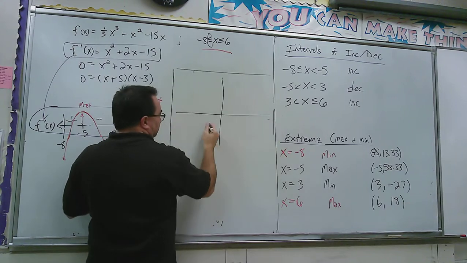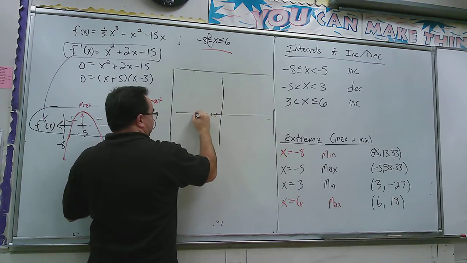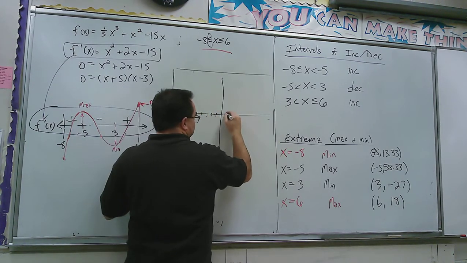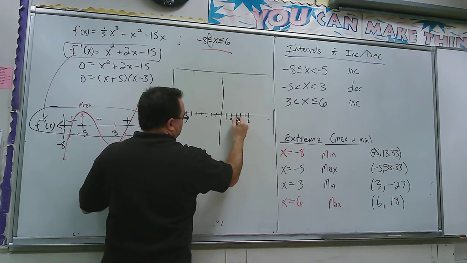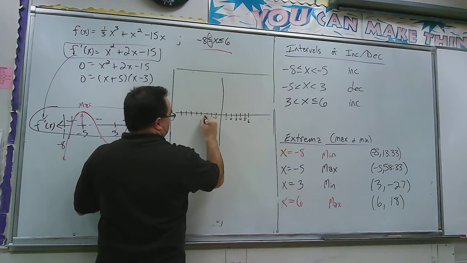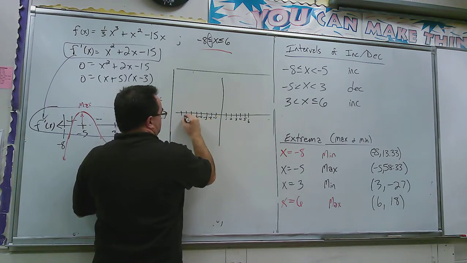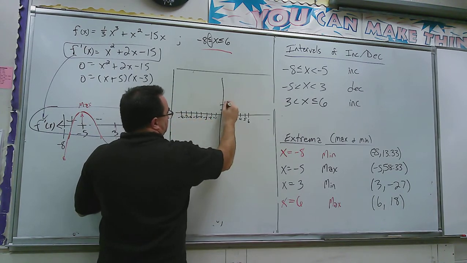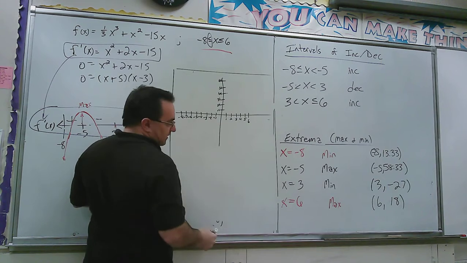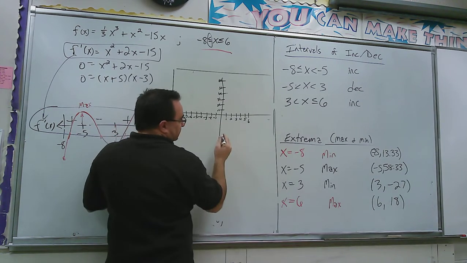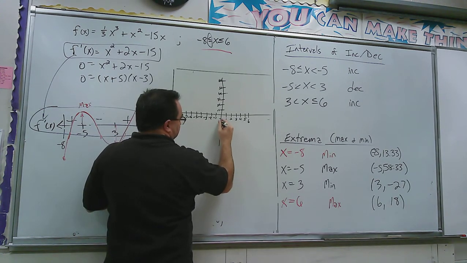So we got to get back to minus 8. 1, 2, 3, 4, 5, 6, 7, 8. Forward to 6. 1, 2, 3, 4, 5, 6. So the important numbers: 10, 20, 30, 40, 50, 60. And we got to get down to minus 30 about. 10, 20, 30.